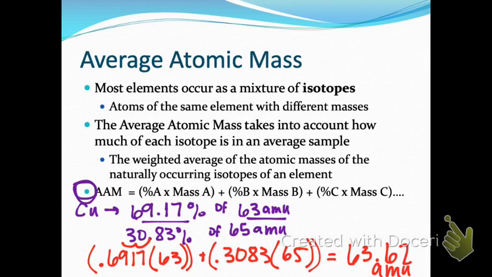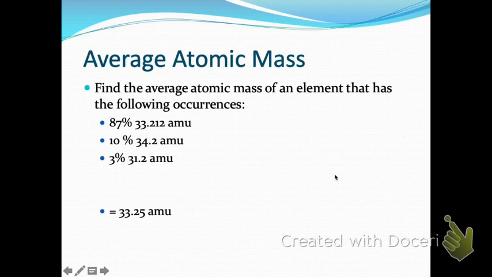I'm going to have you try the last one here on your own. Find the average atomic mass of an element that has the following occurrences. There's 3 different isotopes here, so we'll add those 3 sections together. And then I guess that's what you should come out with, but we'll see if you can get it to come out.